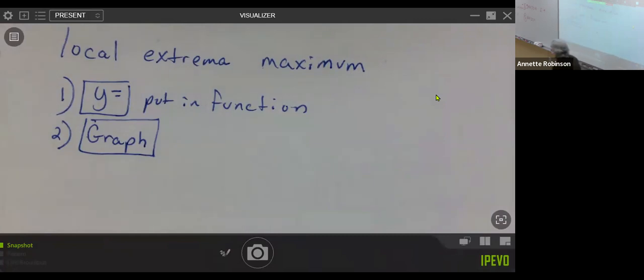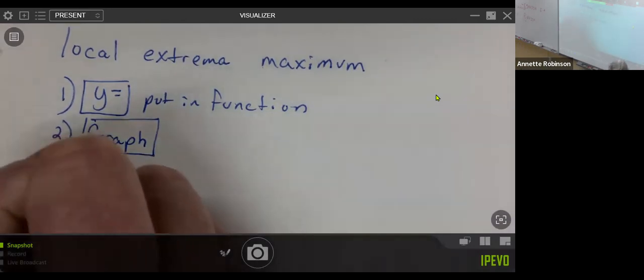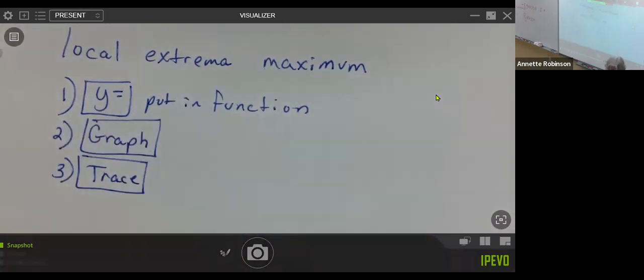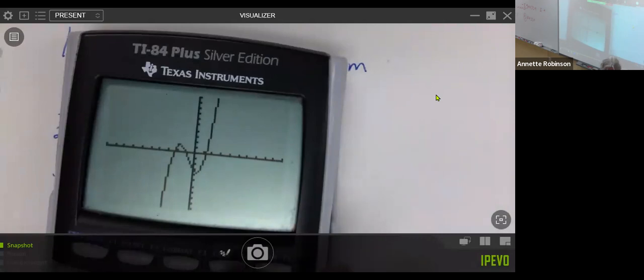Hit the graph button. Now I would like you to hit the button that says trace. When you do so, do you see a little flashing X? You probably set it on the Y-axis. That's not the answer. That's the Y-intercept. Okay.